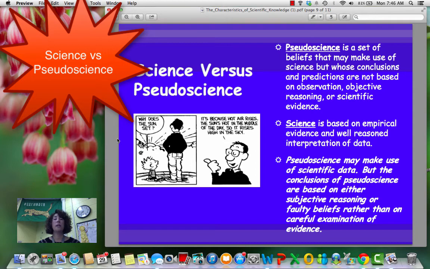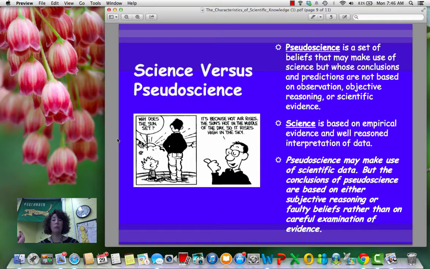And of course, we have science versus pseudoscience. Pseudoscience, pseudo, false, is a set of beliefs that make use of science, but the conclusions and the predictions are not based on observations, objective reasoning, or scientific evidence. Remember, science is based on empirical evidence and well-reasoned interpretation of the data. Pseudoscience might make use of scientific data, but the conclusions are subjective, so they're a little faulty.